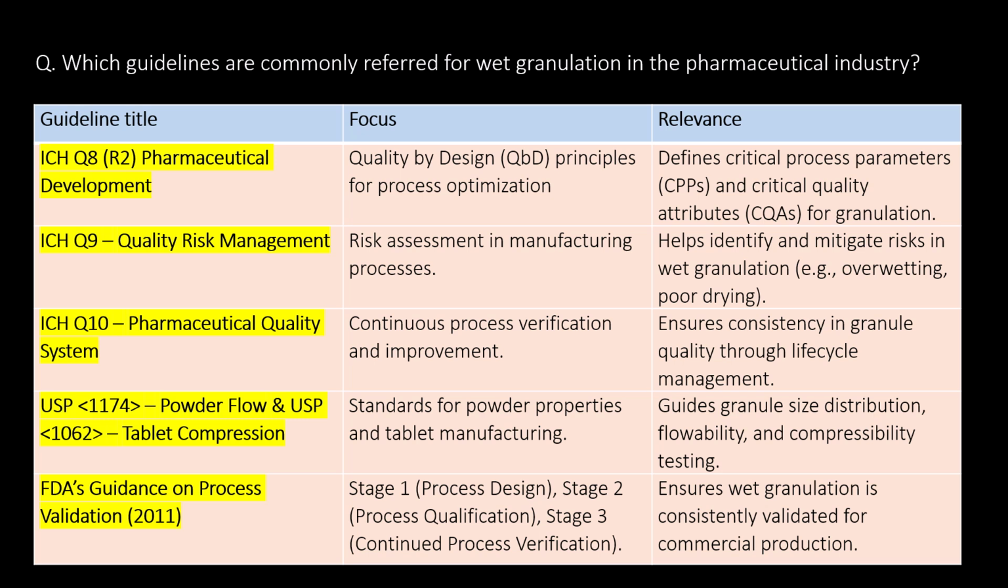Important question: which guidelines are commonly referred for wet granulation in the pharmaceutical industry? ICH Q8 R2, ICH Q9, ICH Q10, USP chapter number 1174 and 1062, and FDA's guidance on process validation 2011 are the commonly referred guidelines for wet granulation in the pharmaceutical industry.